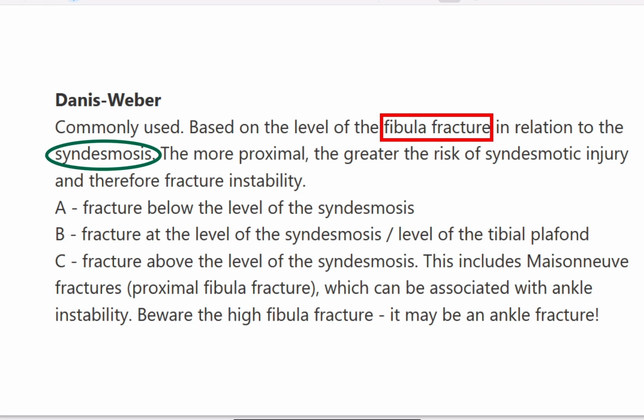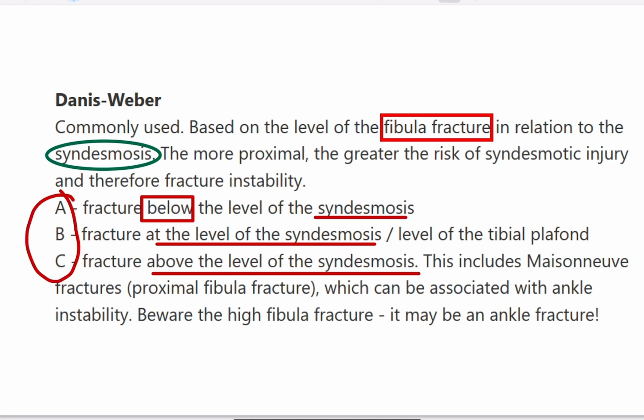So type A fracture occurs below the level of the syndesmosis. And type B, the Denis-Weber type B, occurs at the level of the syndesmosis. And type C occurs above the level of the syndesmosis. So these three are very, very important: Weber type A, B, and C. A occurs below the syndesmosis, C occurs above the syndesmosis, and B usually at the level of the syndesmosis.